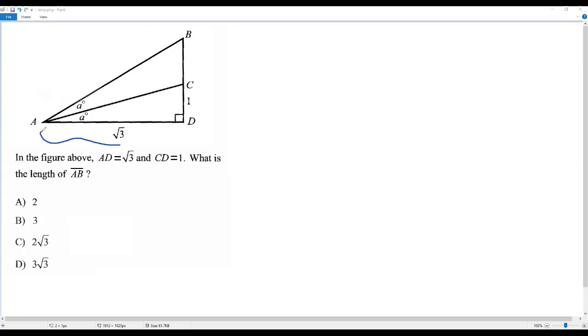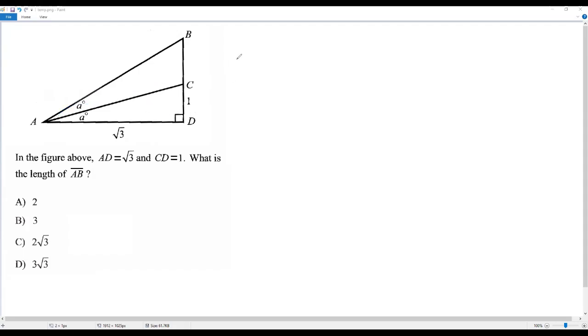So we have the length of AD, that is square root of 3, and we have the length of CD, that is 1. We have to find the length of this AB. Okay, now let's consider the right triangle ACD over here. In this right triangle ACD, we have a right angle at D, and we have the lengths of the two legs CD and AD. Using the lengths of the two legs CD and AD, we'll be able to find the length of the hypotenuse AC. So AC represents the hypotenuse because it's opposite to the right angle.